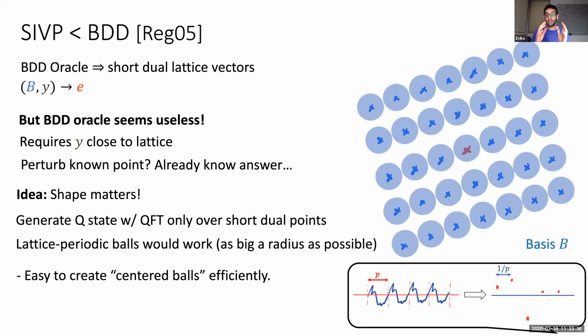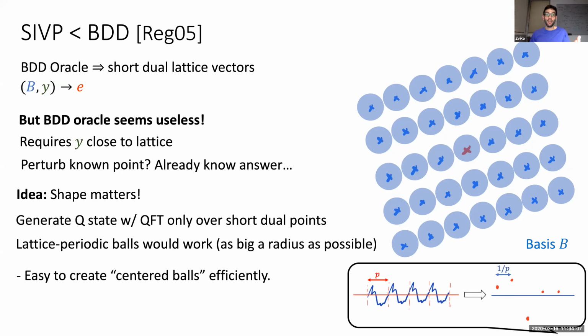Each point in the ball that you generate remembers, or is associated with, the lattice point that it came from. And this type of superposition is very different from a superposition of balls that don't remember the lattice point that they originated from. So the task now is to start from the superposition of centered balls and remove the center of the ball. And this is what we're going to use the BDD oracle for.